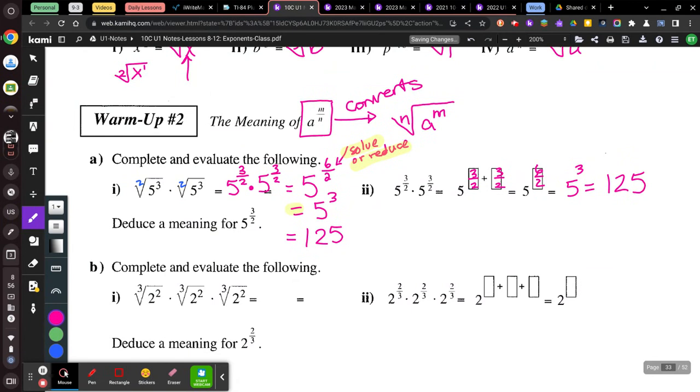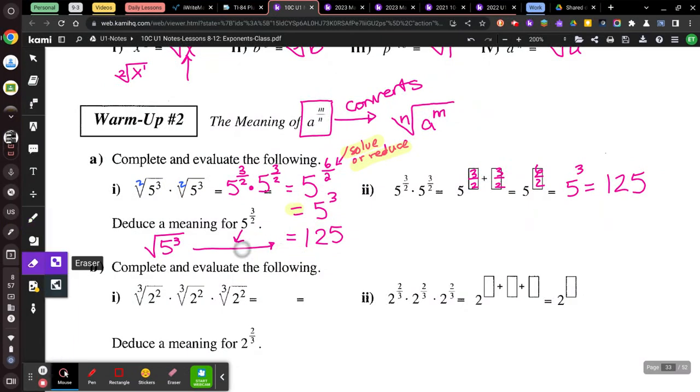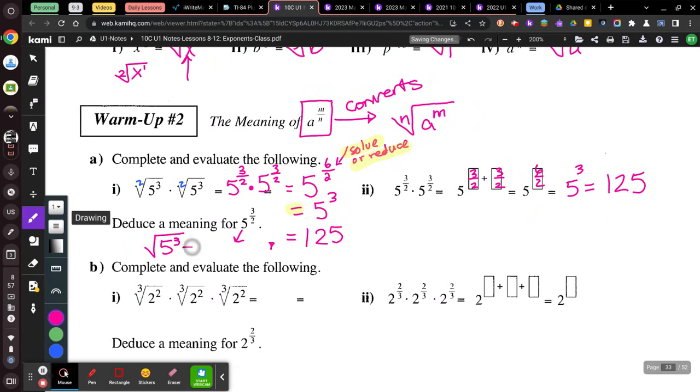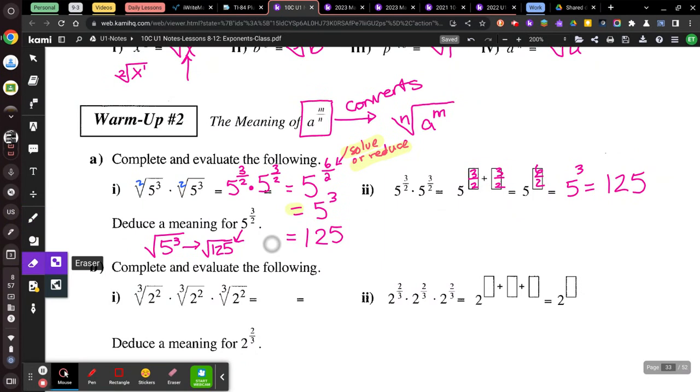So what is the meaning of that? The meaning for this is root 5 cubed. That's what they're saying. Root of 5 cubed. So that's like saying the root of 125. So this becomes the root of 125. Hang on, I'll write that a little better. Root 125. There. It's not messing up too bad now.